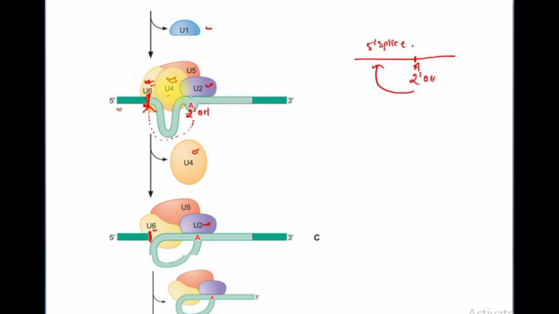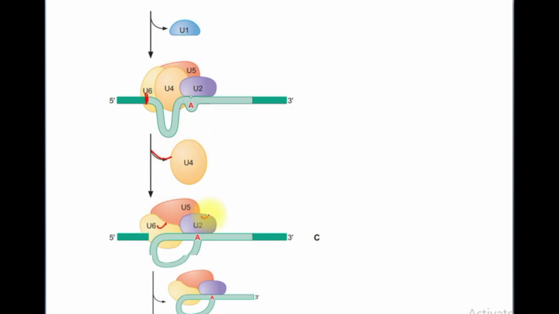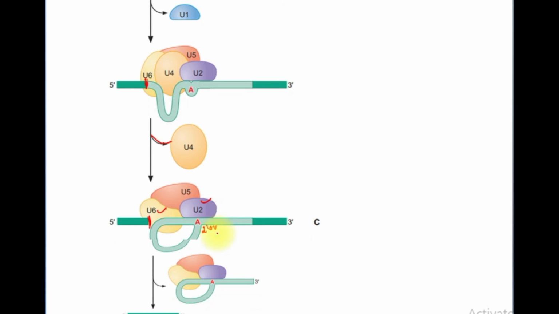When the U6 and U2 combine, see here in this region, the nucleophilic attack is done. So, when will this nucleophilic attack be formed? When the U4 is being removed and the U6 and U2 come in close contact, during that time there will be a nucleophilic attack. The 2' OH group of this A will make a nucleophilic attack on the 5' splice site, so that there will be a formation of a lariat-like structure.